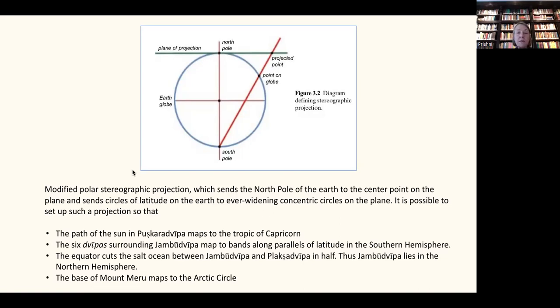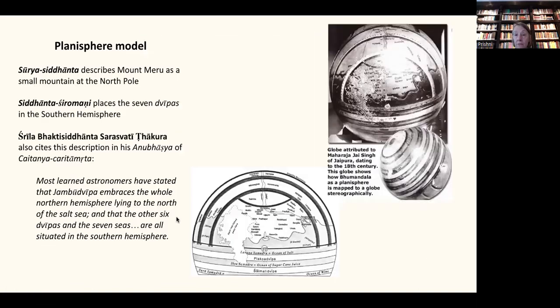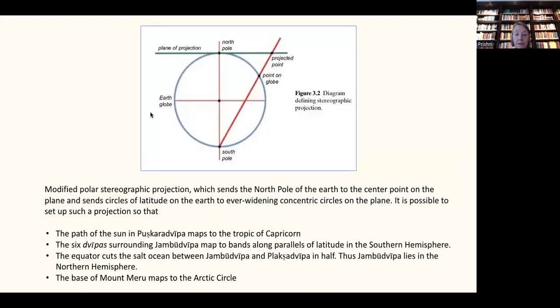And Satiputta here in this section explains how you can do a projection if you're a mathematician. It's easy. If it's not, you want to ask a mathematician to do it. But you can do this projection in such a way that the path of the sun in Pushkara Dweep maps to the Tropic of Capricorn, which would be right here, just below the equator. That the 6 dweepas surrounding, we'll go back here, the 6 dweepas map to the southern hemisphere, and the equator cuts the salt ocean in half.